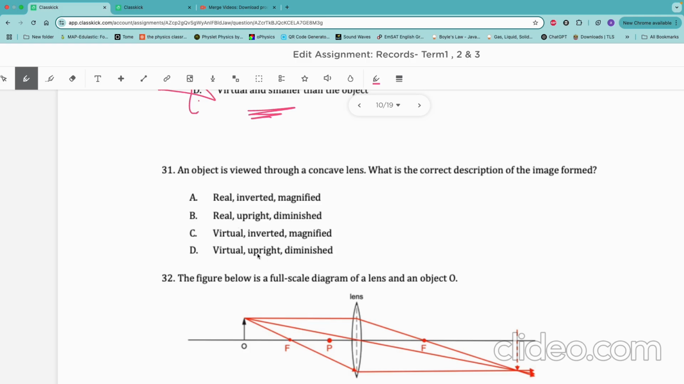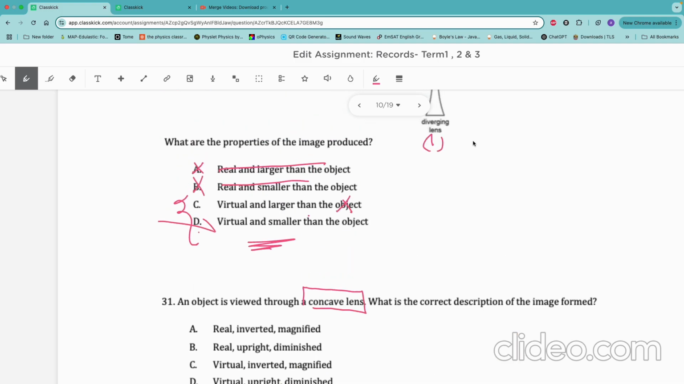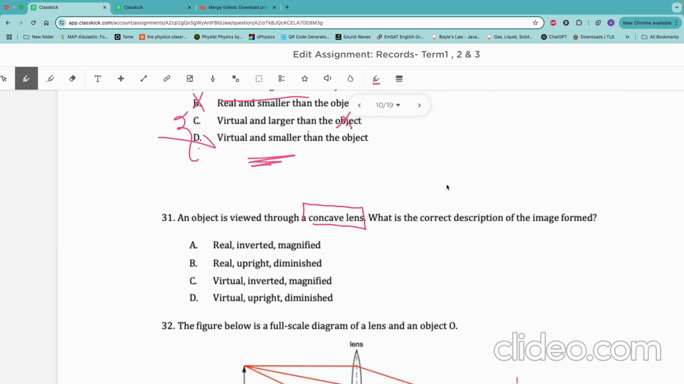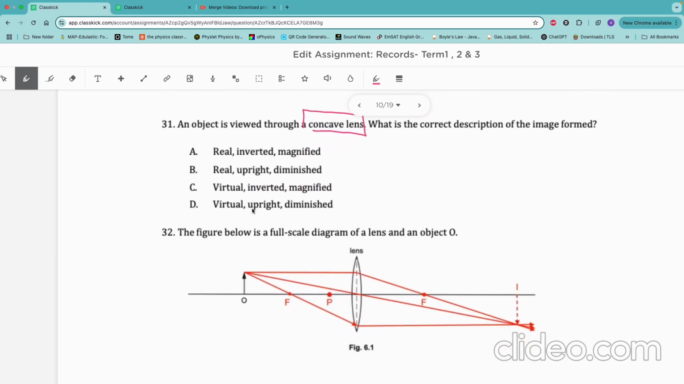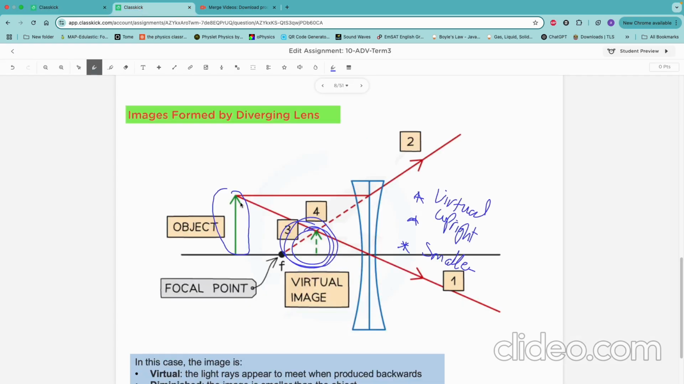An object is viewed through a concave lens. What is the correct description of the image formed? So for concave, again, concave, we agreed it's always virtual, upright, smaller.